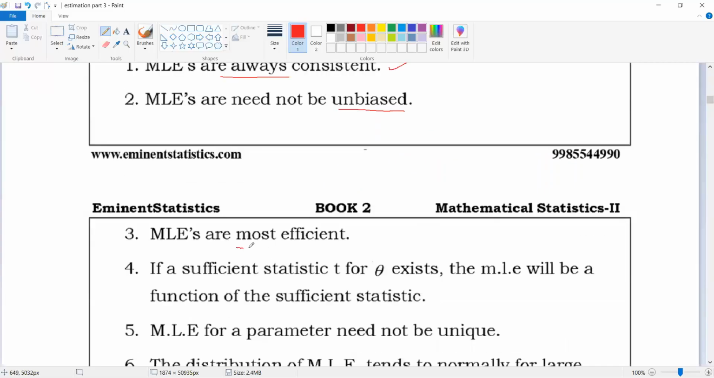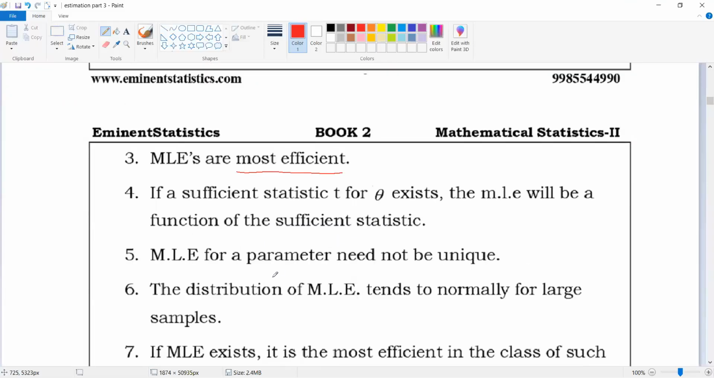MLEs are most efficient estimators. The variance of the MLE is less than the variance of any other statistic. So that's why MLEs are the most efficient estimators. The variance of the ML estimator is less than the variance of any other estimator. That's why we can say that MLEs are the most efficient estimator.